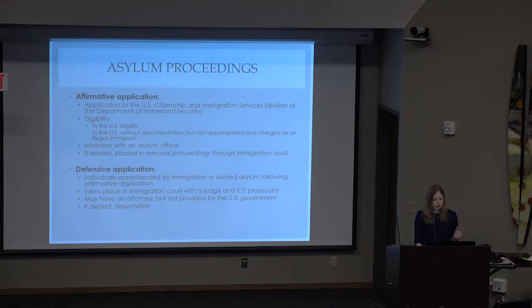So individuals can apply for asylum either affirmatively or defensively. Affirmative application is preferred. This is an application that's run by the U.S. Citizenship and Immigration Services. And individuals are eligible if they're either in the U.S. legally or if they're in the U.S. without documentation, but they haven't been apprehended and charged as an illegal immigrant. So basically they come forward to the government and say, I've been persecuted, I want to apply for asylum. So this involves an interview with an asylum officer, so it's non-confrontational, there's no court hearing. And the outcome is either one of two things. Either the person is granted asylum or they're not granted asylum. And if they're not granted, then they're placed in removal proceedings through immigration court.